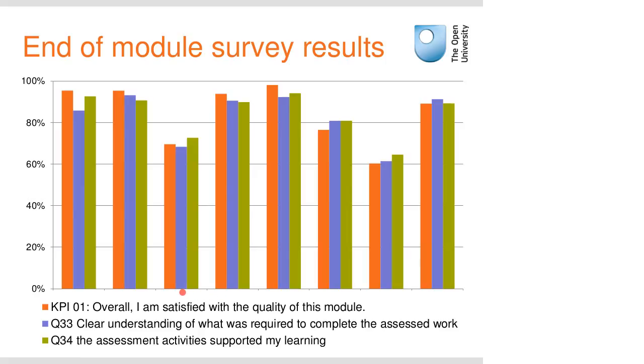But the interesting thing is the other two seem to be very strongly related to that key overall question. And the second question, the blue one, was: it was clear what I had to do to complete the assessed work. Having the assessed task being clear seems to be quite important to whether students like the module. And most interesting, the third bar is: do you think the assessed activities helped you learn? And again, that seems to be very important.